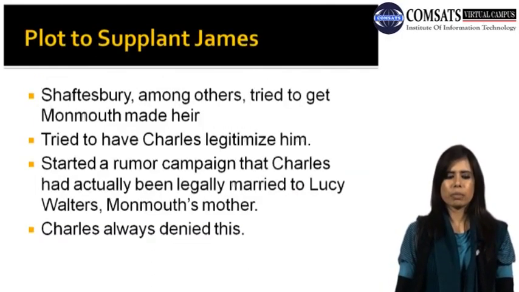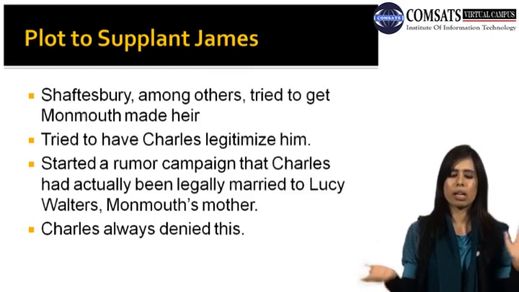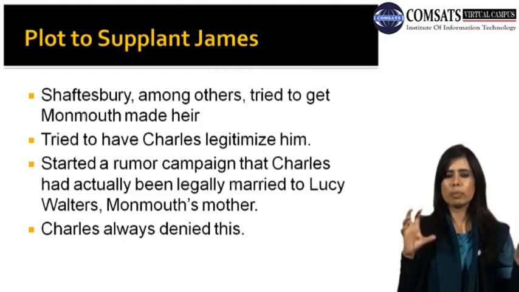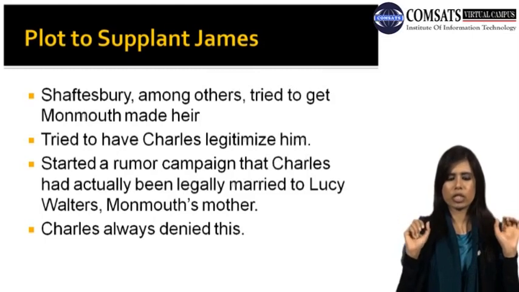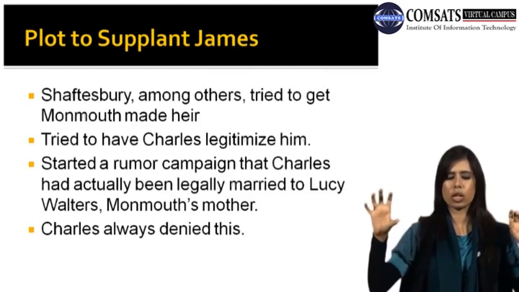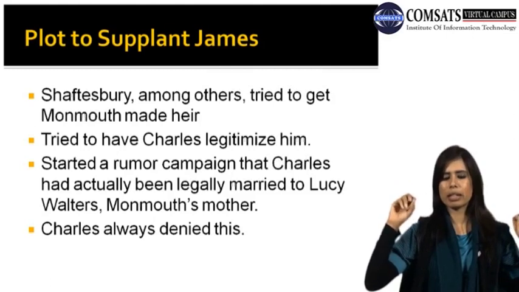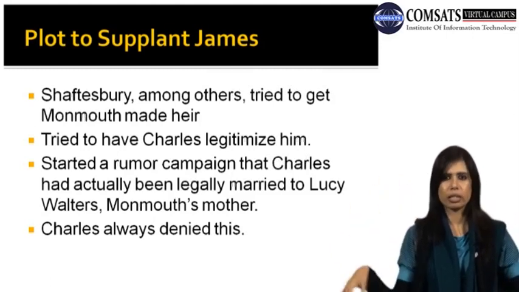Plot to supplant James. Shaftesbury, among others, tried to get Monmouth made heir, tried to have Charles legitimize him, and started a rumor campaign that Charles had actually been legally married to Lucy Walter, Monmouth's mother. So basically here you can see that in a rumor he announced this, that Charles married a lady. The name of the lady is Lucy Walter and she is Monmouth's mother. Okay, Charles always denied this. So it was Charles who always denied this, and he said, no, I didn't get married to that lady. Okay.